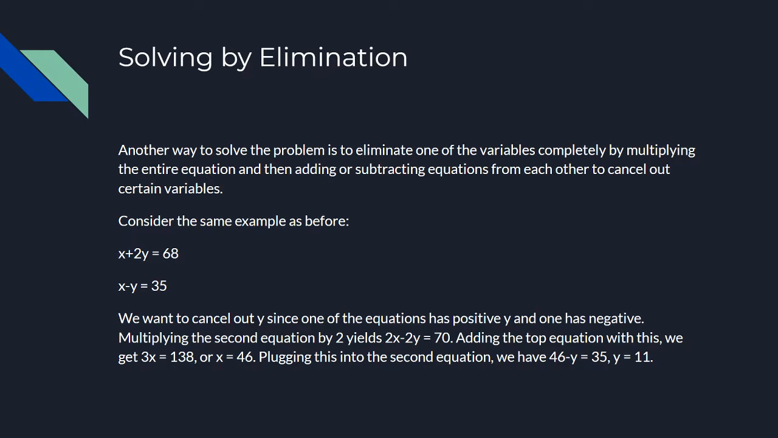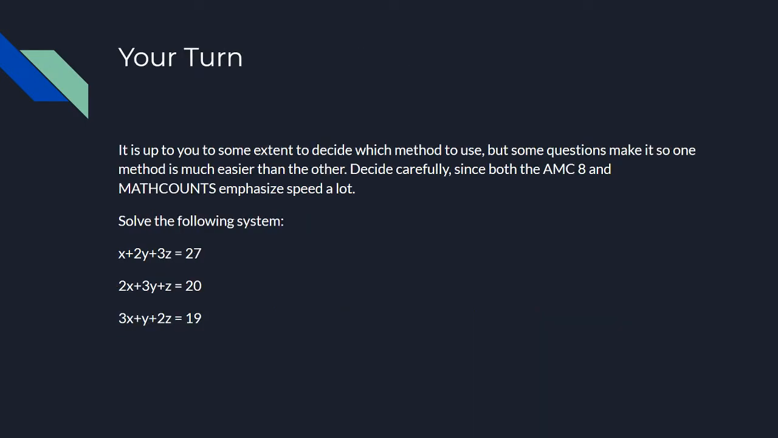And another way you can do this is to take the first equation and subtract the second. The reason why this works is because then we eliminate x entirely. We have x plus 2y minus x plus y. So then we're going to have 3y is equal to 68 minus 35. So then we'll just have 33 equals 3y. So y equals 11, and we can just do the same thing as before.